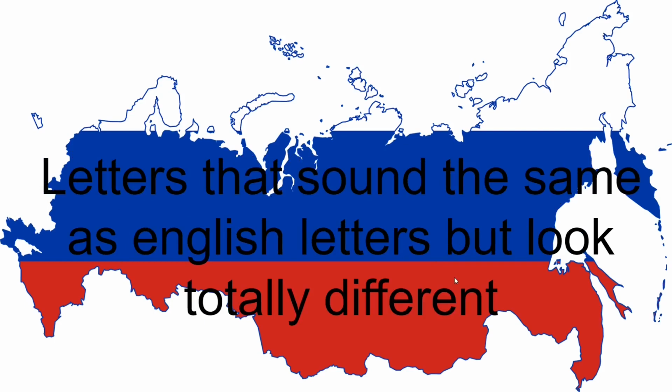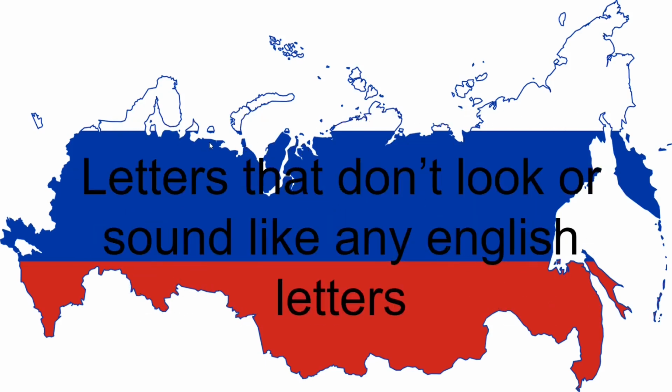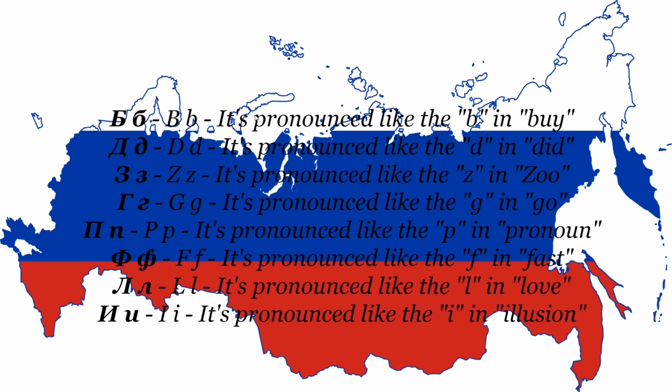Moving on, letters that sound the same as English letters, but look totally different. So these have different symbols, but they make similar sounds to sounds that already exist in the English alphabet. We've got this funky looking letter. If I just go back here, the first one on the top is a B. It looks a bit like a regular B, except it's got a little line that goes over the top.